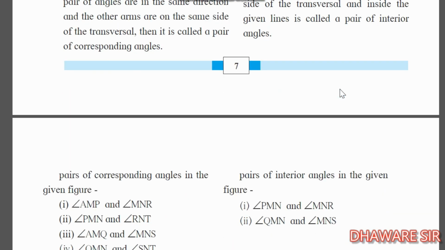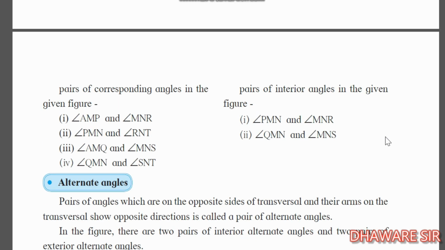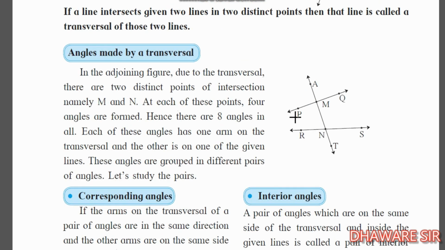Now the third point is the alternate angle. Let us see what the alternate angles are. The pairs of angles which are on the opposite sides of the transversal and their arms on the transversal show opposite direction are called the alternate angles. Now in this figure, let us see.